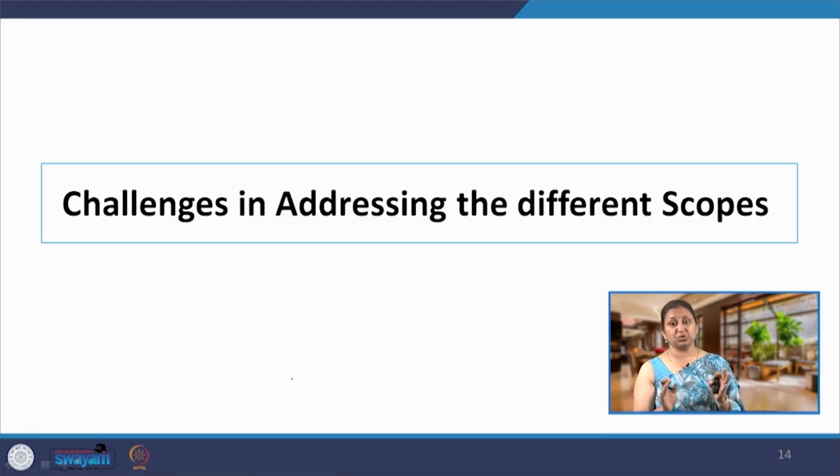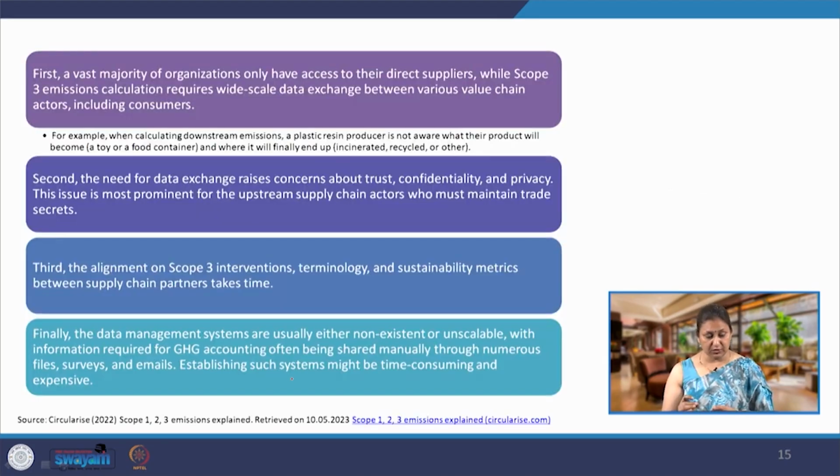Once we have understood this, by this time you would have already understood that there are so many challenges in understanding and addressing the different scopes. Now, scope 1 and scope 2 comparatively are direct and they can be easily addressed because there is a clarity of what goes where. But when we talk about scope 3, there we will have a slight difficulty, a challenge, in first understanding what is going where, what is going to be the scope 3 part.